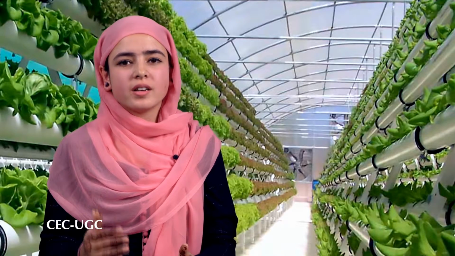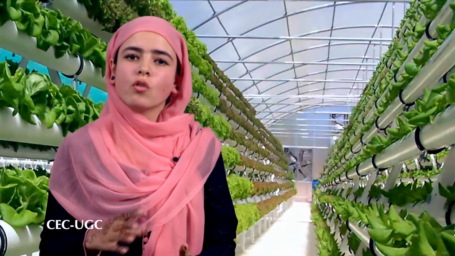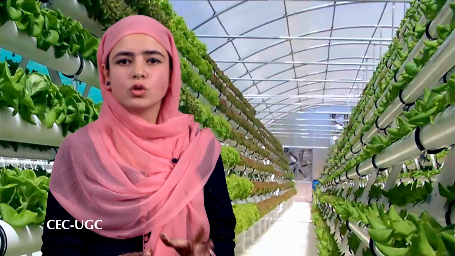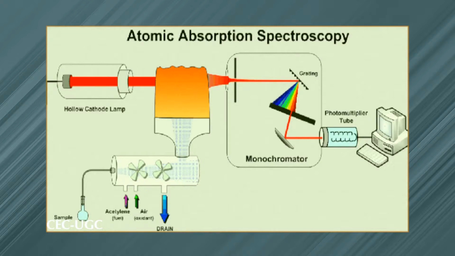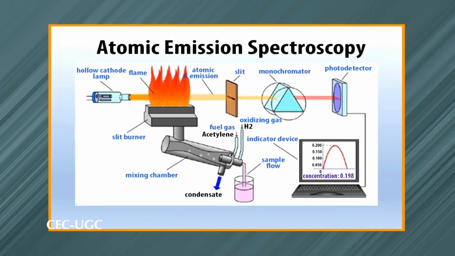There are some analytical techniques to study the composition of nutrient solutions. The two most important analytical techniques used are atomic absorption spectrometry or atomic emission spectrometry.